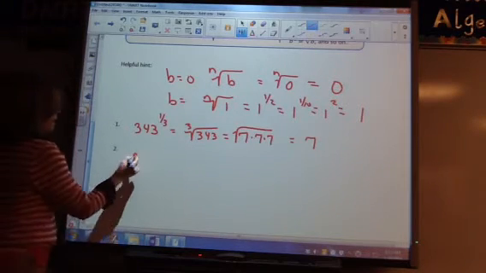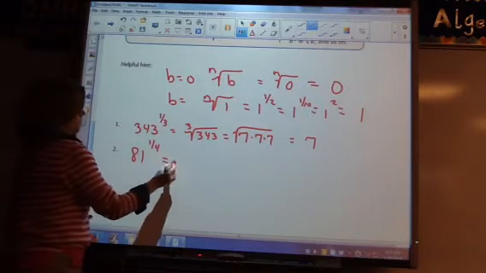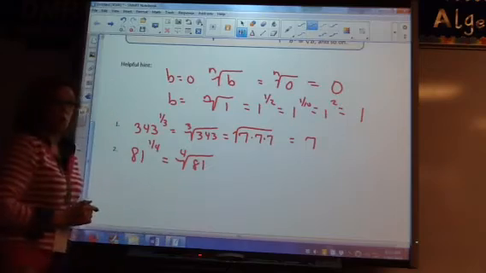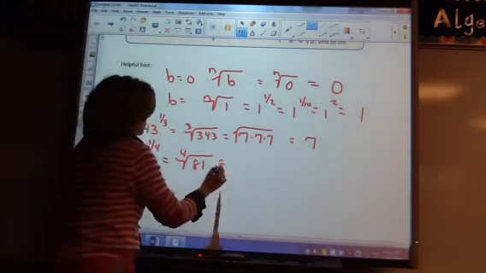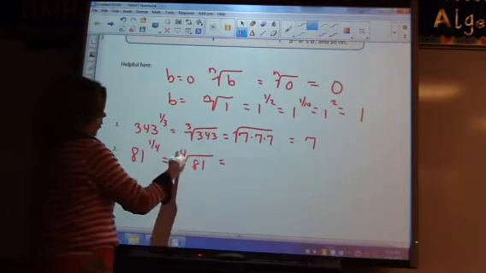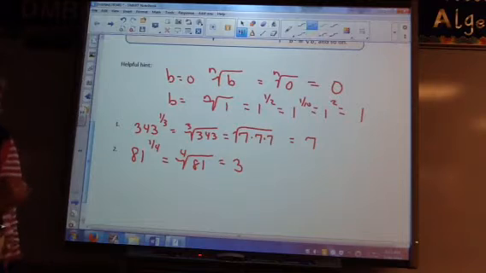All right, what if we have 81 to the 1/4? That is the 4th root of 81. So what number can you multiply by itself 4 times to get 81? 3.